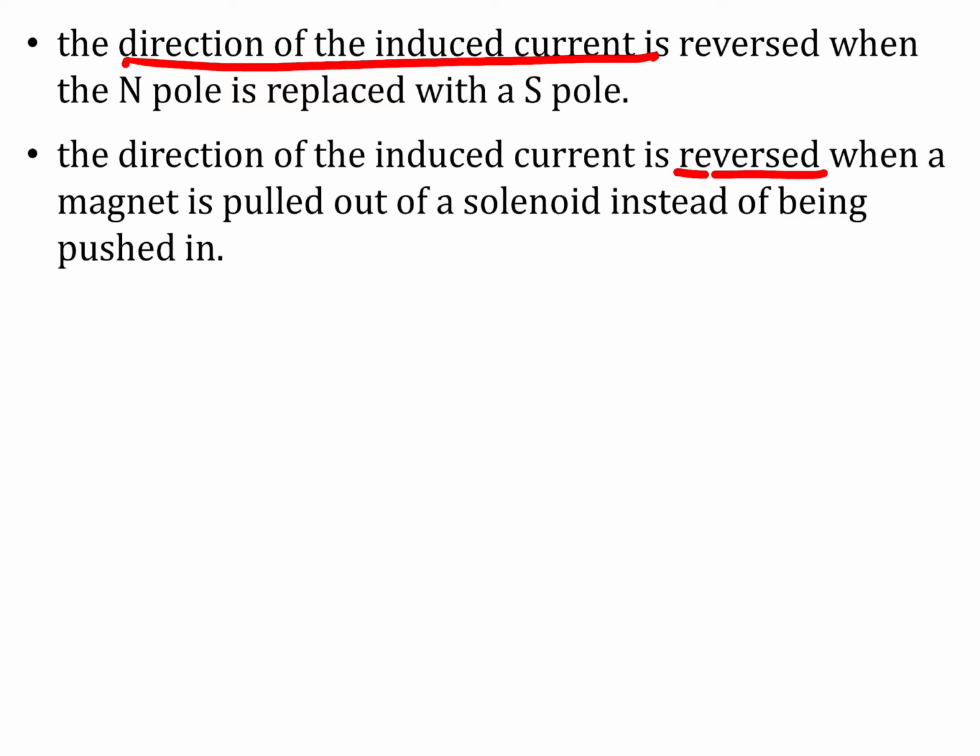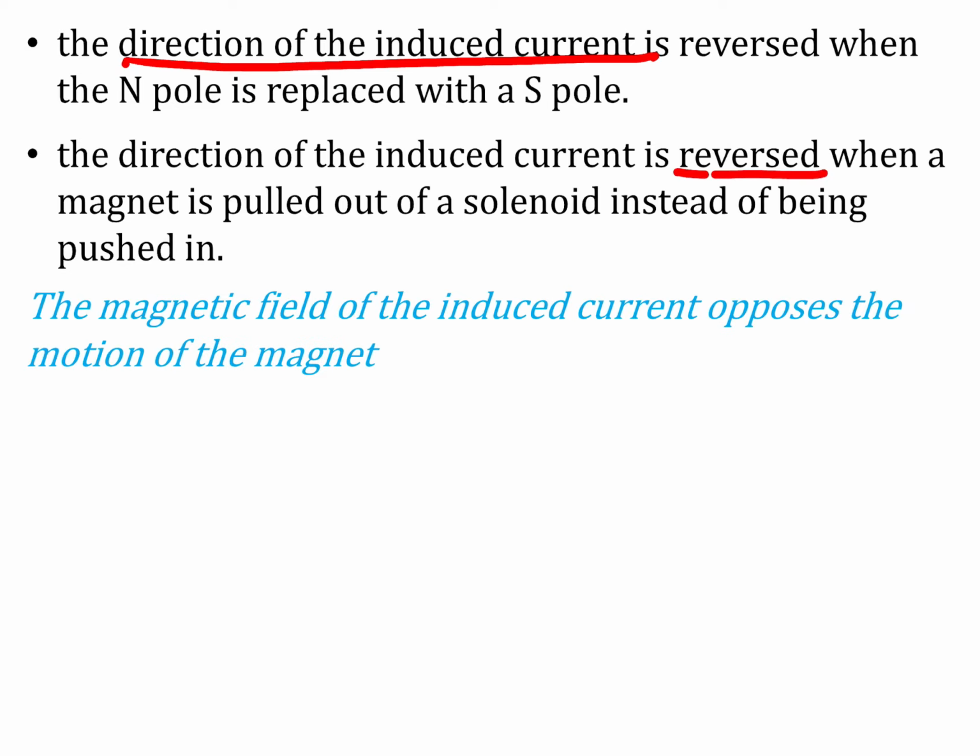This is very important. It's how we get alternating current, which is our electricity supply, because the current is forever changing direction. Now, the magnetic field of the induced current opposes the motion of the magnet. So what does that mean? This is quite important.